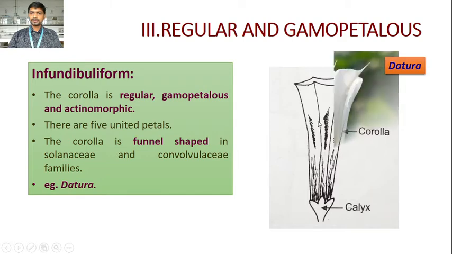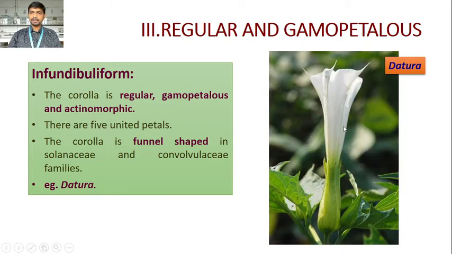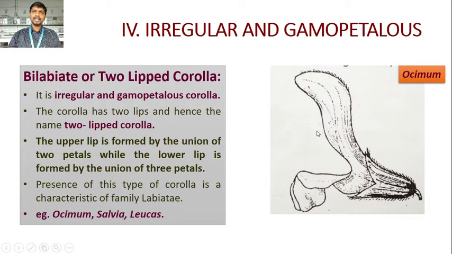So this is the photograph of Datura flower, where the infundibuliform corolla has been clearly seen. This corolla is regular, gamopetalous and actinomorphic. The petals are united, and if you see the form of the corolla, it is a funnel shape. So the name infundibuliform. Okay.